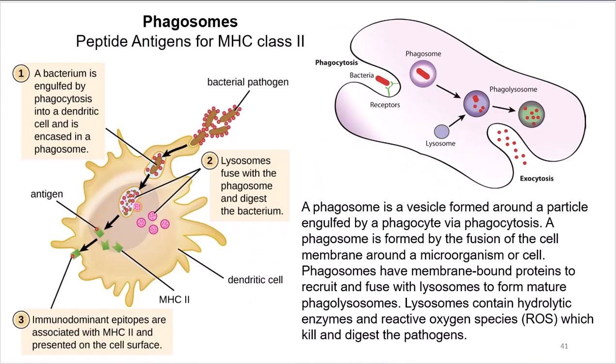So look at these phagosomes. So phagosomes are like endosomes, but they're specifically made. They're not just taking the cell surface. They're taking big things from outside the cell, like a whole bacteria, and they're taking it in and they're chewing it up.